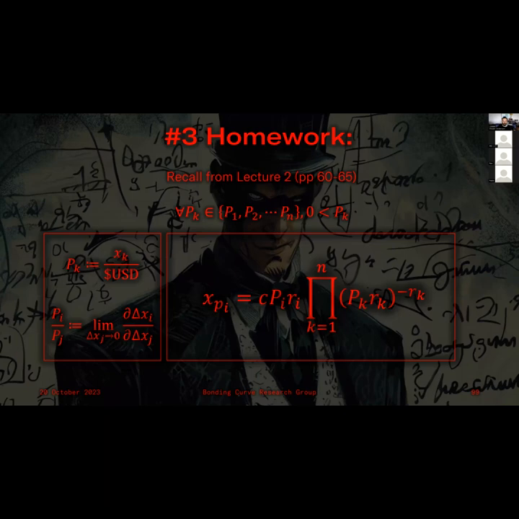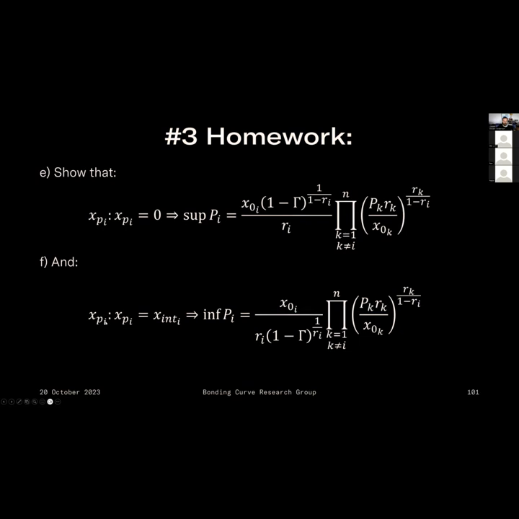I want you to show that for any X balance, where that X balance is zero, the highest possible price for that token is equal to this expression. And for that same token, where that token's balance is equal to its intercept, the minimum possible price is equal to this expression. This is extremely difficult.